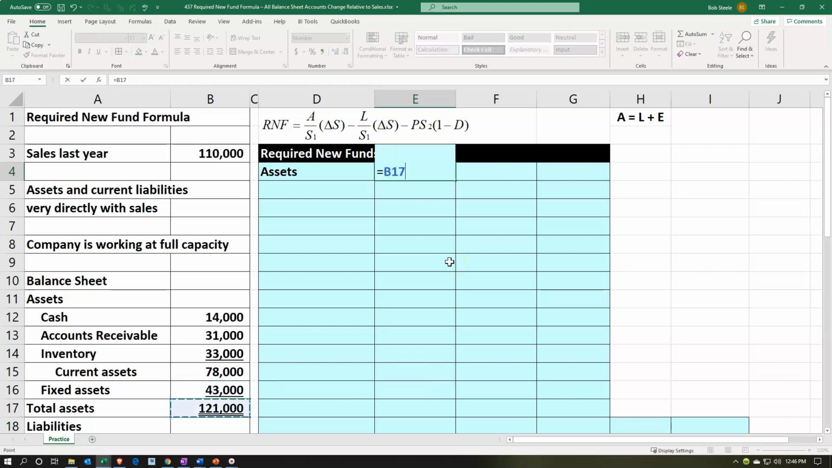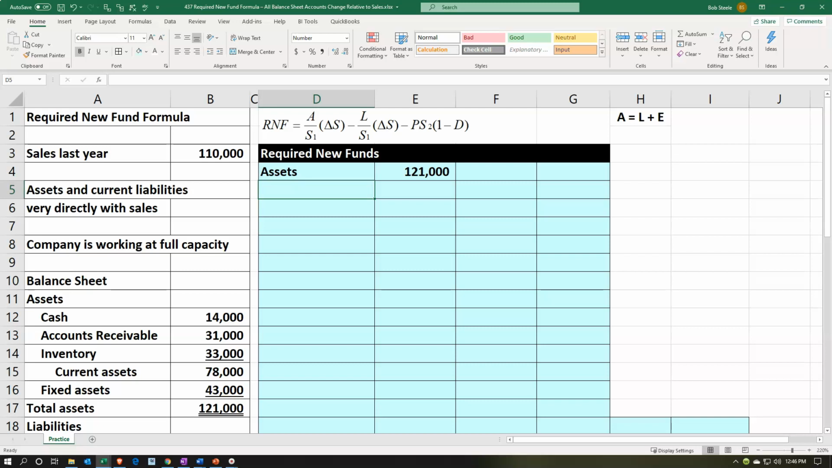We're going to pick up the 121, and then we're going to pick up the sales. I'm going to be picking up the sales for basically year one, the component that has passed. That's what the S1 stands for. So we're going to say, all right, that's going to be the 110. Let's go ahead and underline that. Home tab, font group, underline.